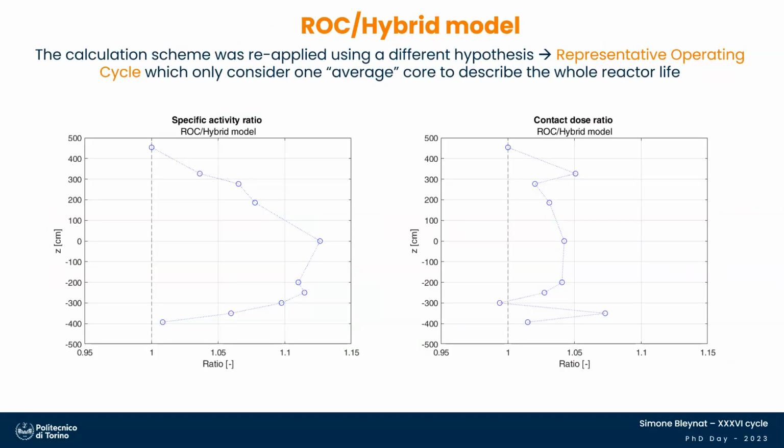A second hypothesis has been tested in order to see if selecting a single operating cycle would be enough to describe what happened to the reactor during its life. And so this representative operating cycle hypothesis has been tested using an average core. And in fact, it seems to work very well. It predicts the residual activation very well.